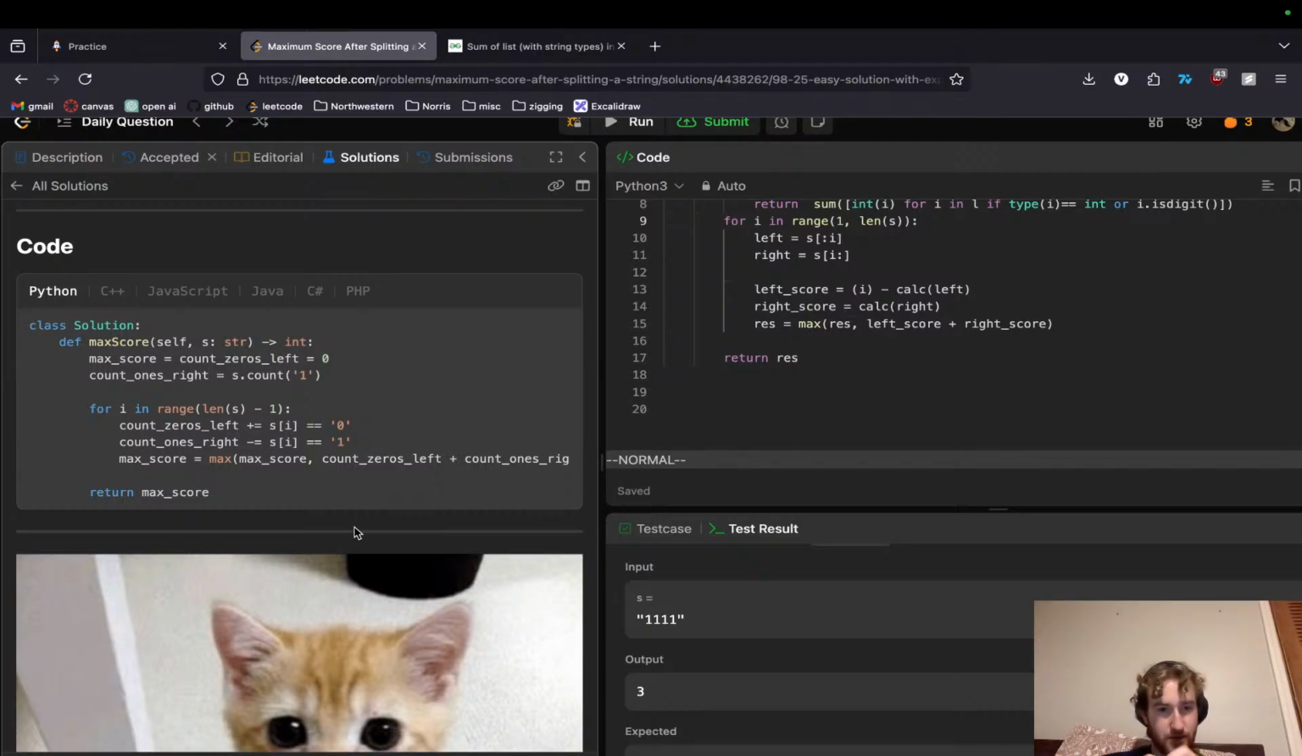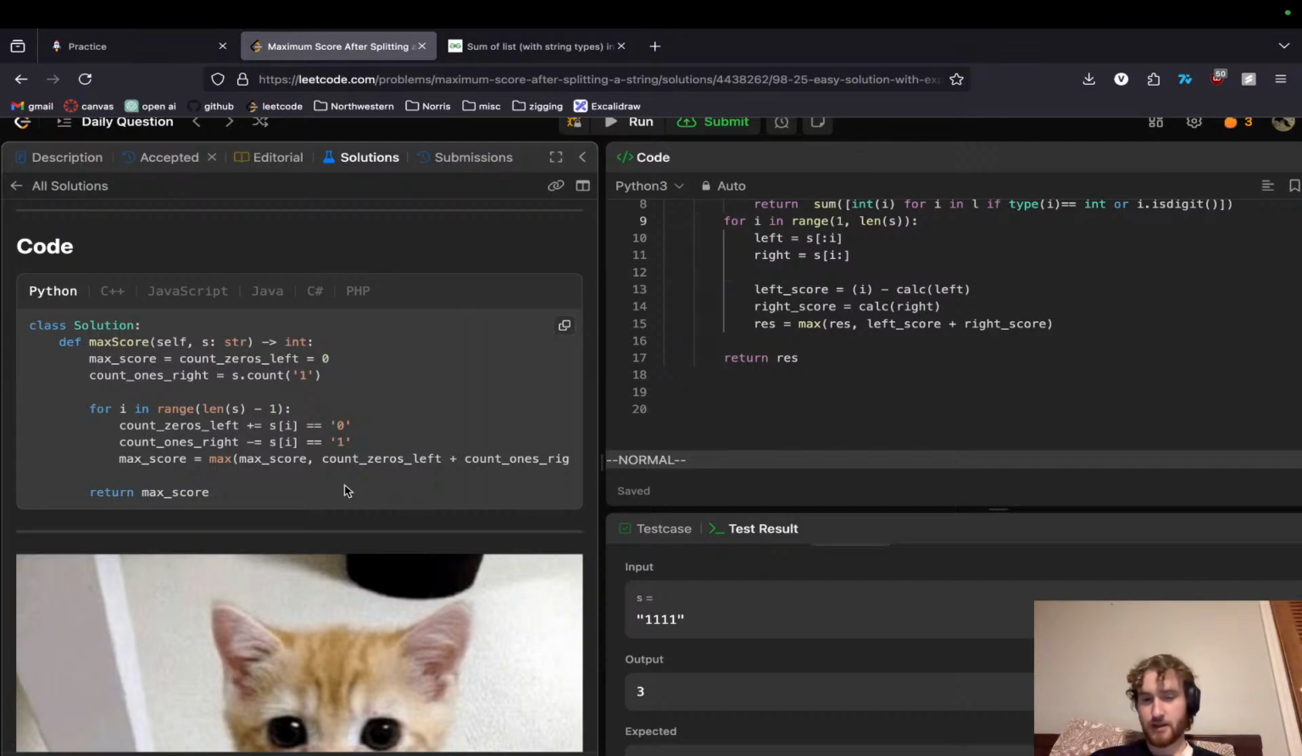Max score equals count zeros left. Oh, that's really smart. Okay. That makes sense. So they're pretty much doing what I imagined, but just not storing it in an array and instead just iteratively updating it, because you get the total amount of zeros and the total amount of ones in the beginning, and then you either add a 0 because you're shifting it over, and then you can append a 0. And then you're minusing it if there's ones because, yeah. Okay, makes a ton of sense.